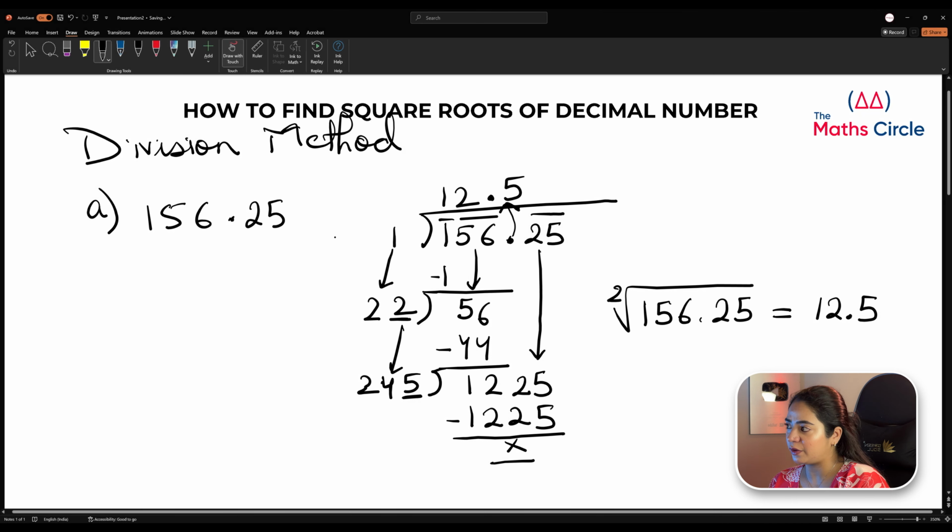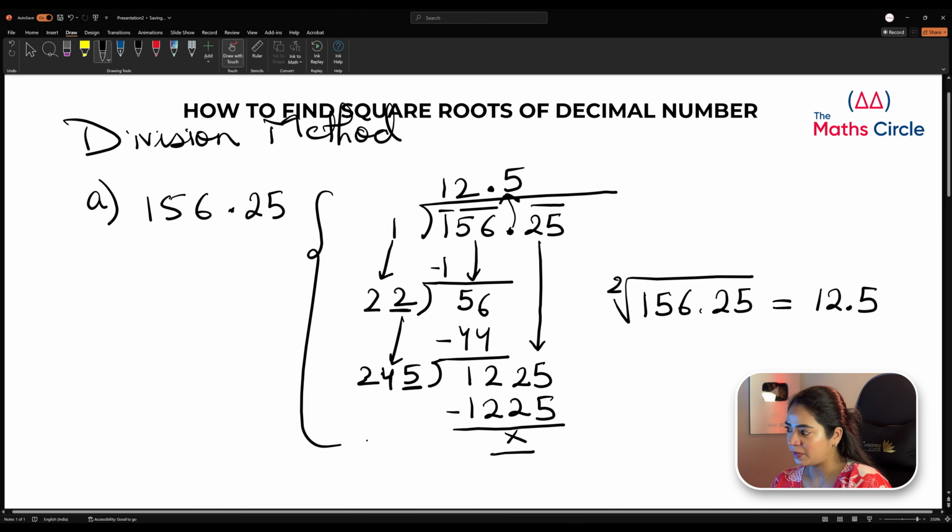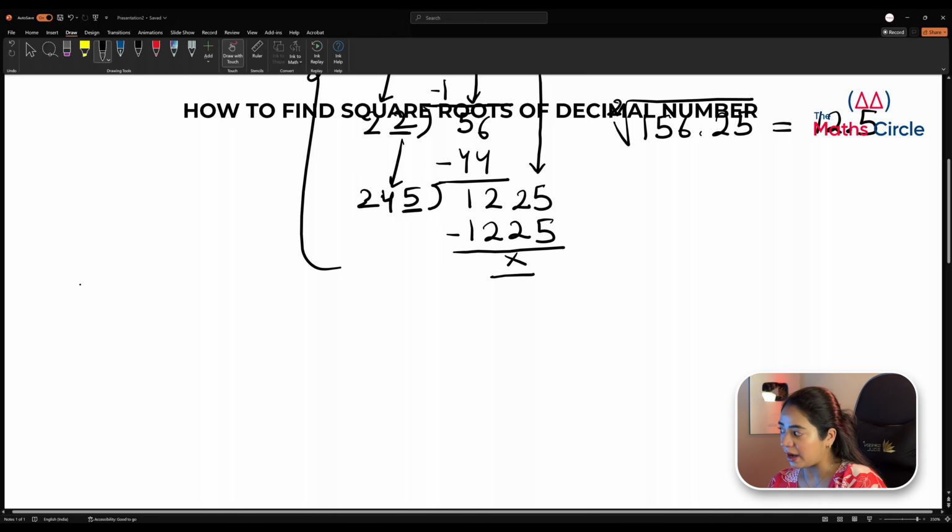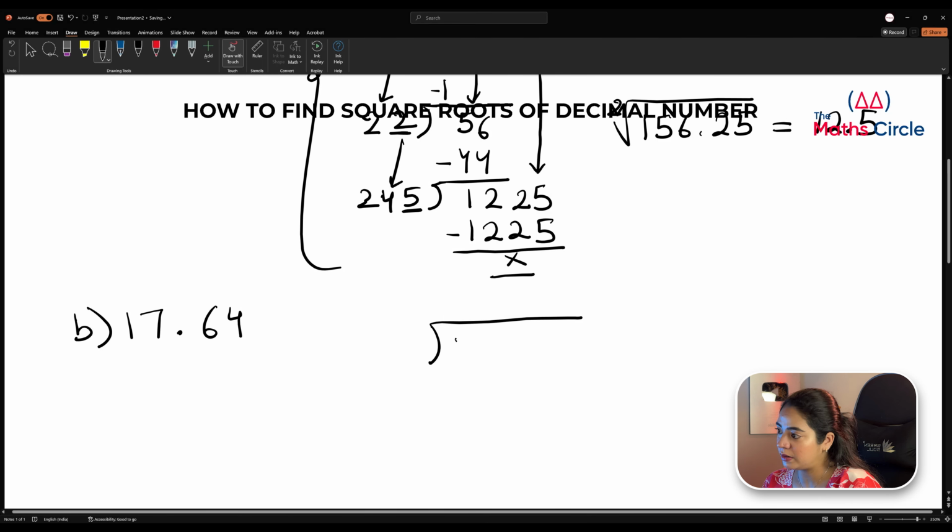This might be an intimidating calculation. To simplify it, we can take another example which will be simple yet useful. Let's say we have to find the square root of 17.64. First of all, we make it a division. We do the pairing right to the decimal and then left to the decimal.